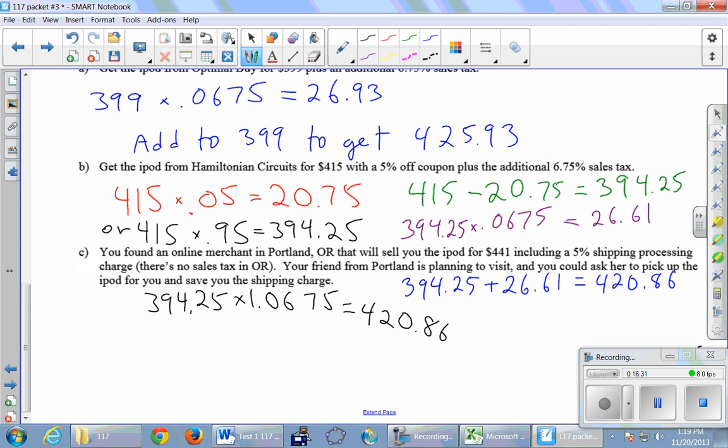Okay, so let's go with option C now. 441, well, that's already higher than anything else, but that includes a shipping cost of 5%, which we don't have to pay. We can avoid that shipping cost if we ask our friend to trek across the country with our little gadget here. So what do we need to do? Well, the 441, is it going to go up or down? It's going to go down. We're going to have to subtract off what? 5%, right? 5% is already included in that number.